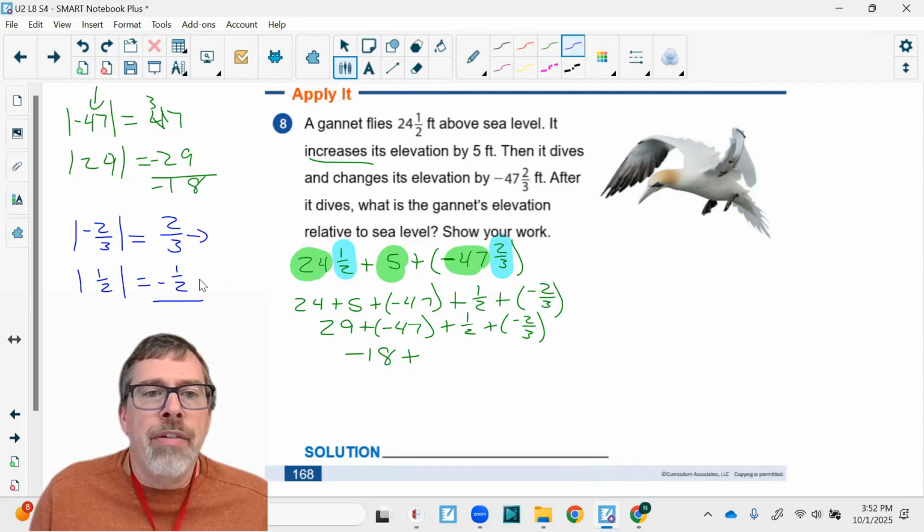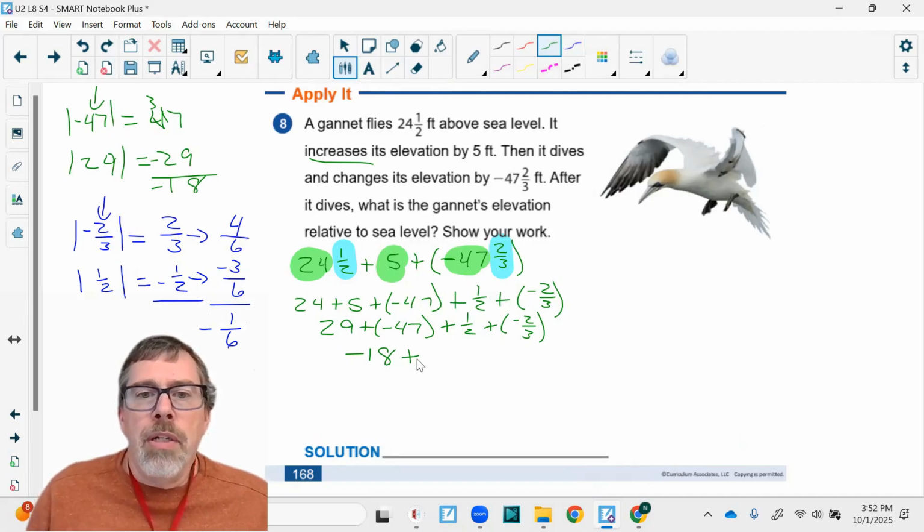the denominators are different. So I need to find common denominators of 3 and 2, which is 6. To get 2 to become 6, I had to multiply by 3. 1 times 3 is 3. 1/2 is 3/6. 3 times 2 is 6. 2 times 2 is 4. 2/3 is equivalent to 4/6, and I subtract. 4 minus 3 is 1 over 6. Take the sign of the bigger, it is negative. Okay, so this is going to be plus a negative 1/6.